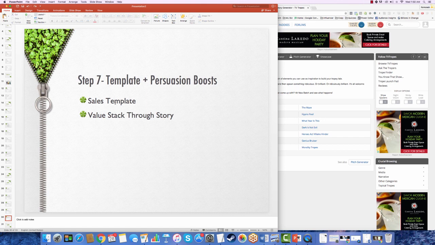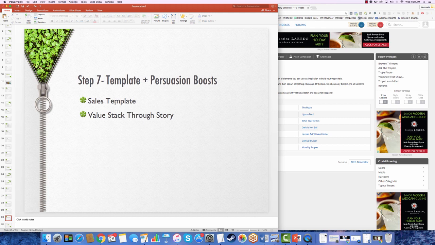And so you value stack throughout the story and lay down a really specific price, not only for failure, but also for success. Like, this is what I had to go through in order to succeed. And if you want to do the same thing and follow in my footsteps, you're going to have to spend this amount of time and this amount of money in order to do it yourself.